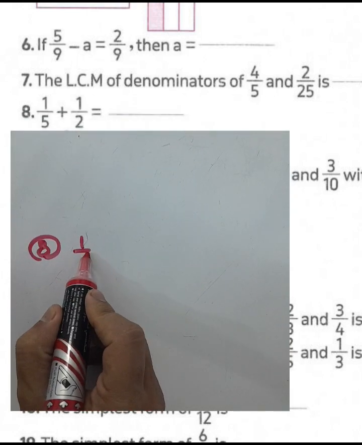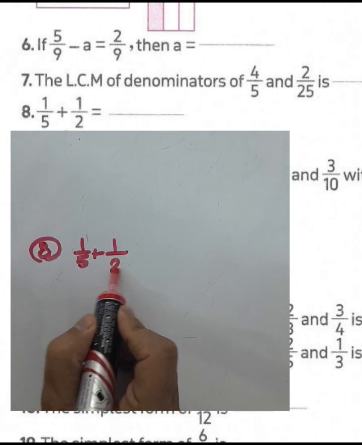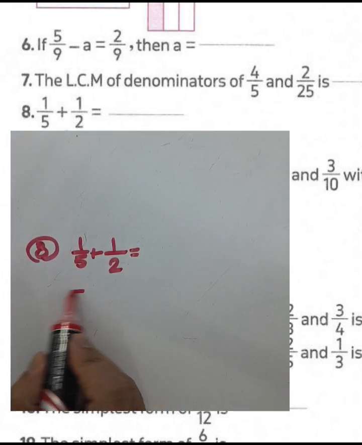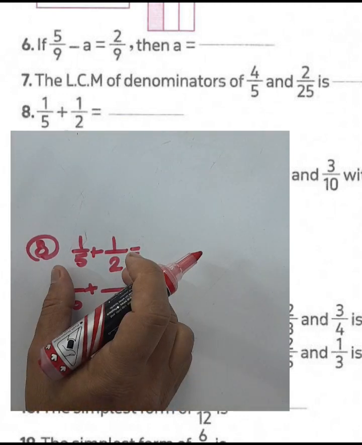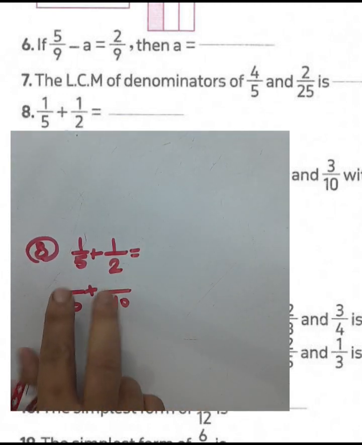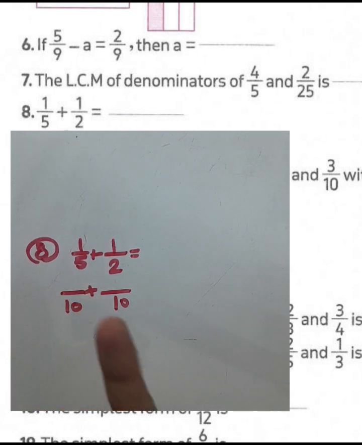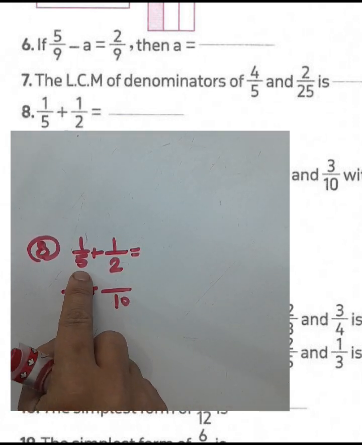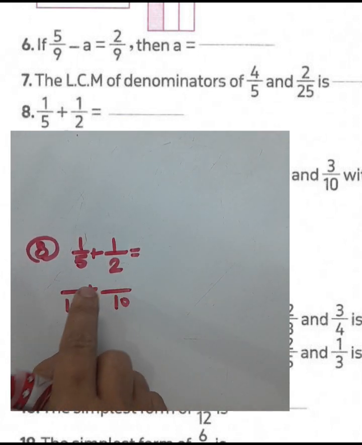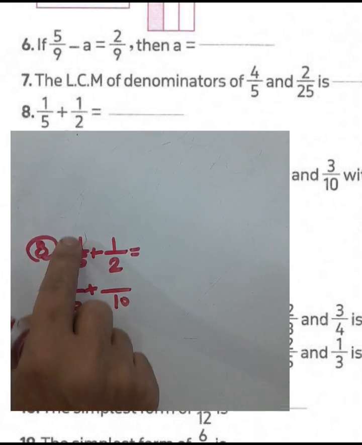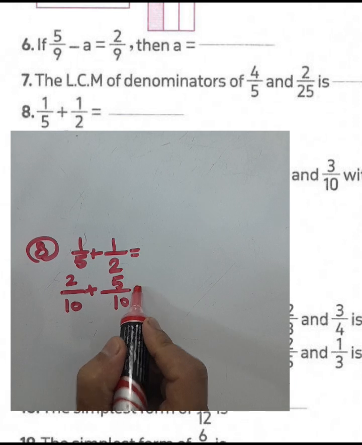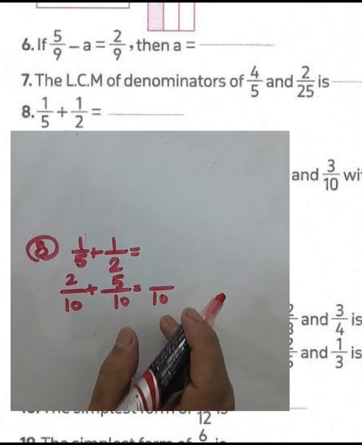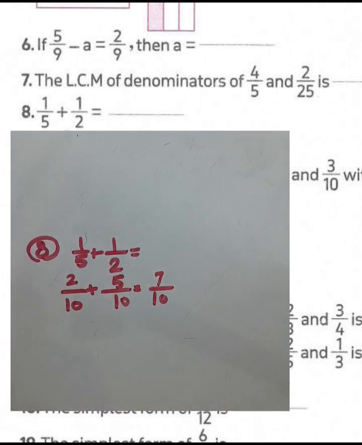1 over 5 plus 1 over 2. We can write here the least common multiple between 2 and 5, it will be 10. 2 and 5 we call relatively prime numbers because 2 and 5 can't be divided by a number without 1. Then 5 times 2 equal 10, 1 times 2 equal 2. 2 times 5 equal 10, 1 times 5 it will be 5. Then write 10 in the denominator, 5 plus 2 equals 7. Then the result will be 7 over 10.